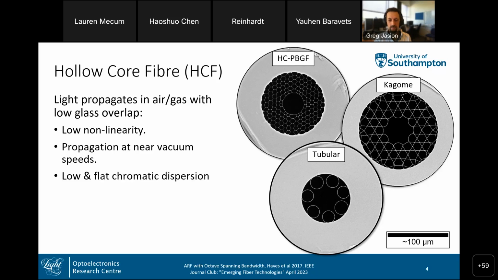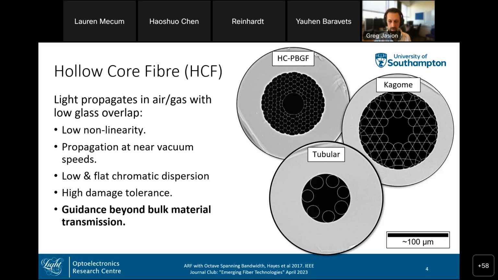And the low material overlap means low and flat chromatic dispersion across the transmission windows. We also have the advantage of high damage tolerance if we are transmitting extremely high laser powers, which is possible in these sorts of fibers. Additionally, you can guide beyond the bulk material transmission. Silica has been known to guide beyond 2.5 micron with much lower losses than the bulk material allows.